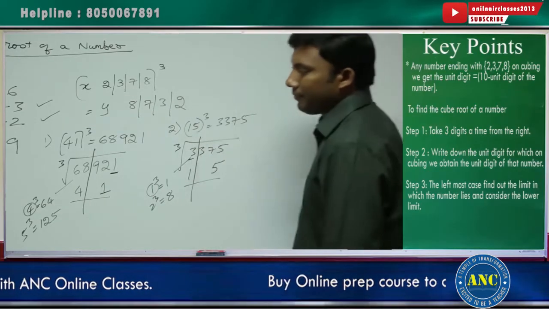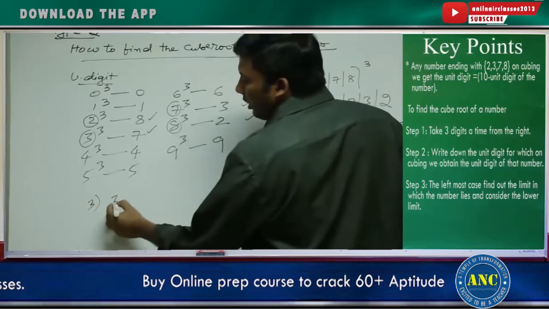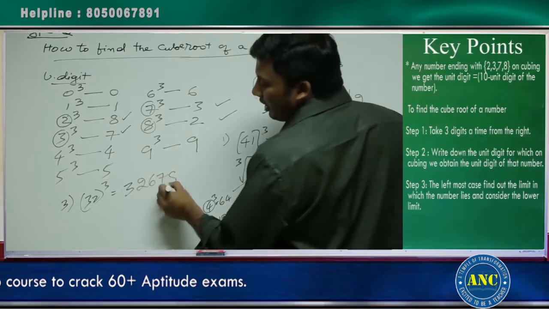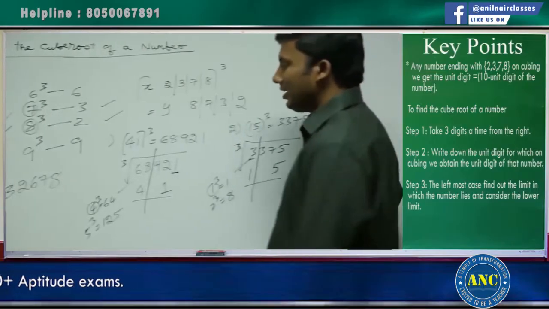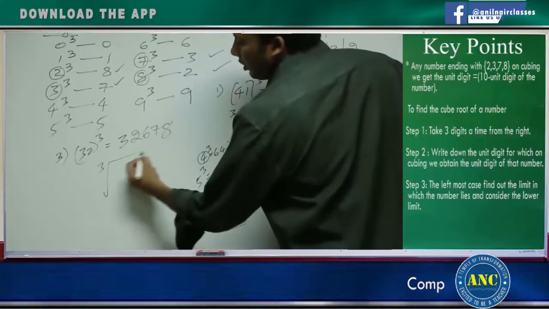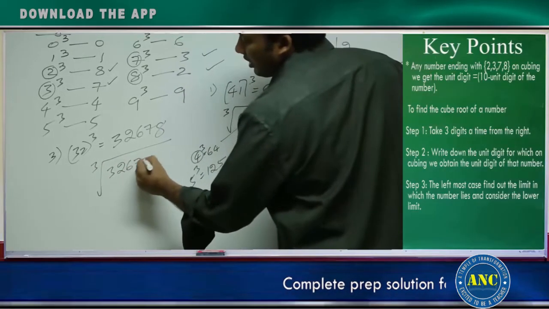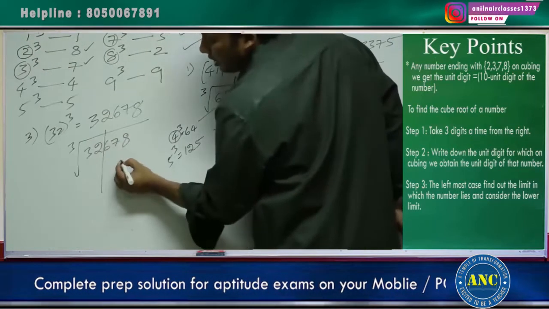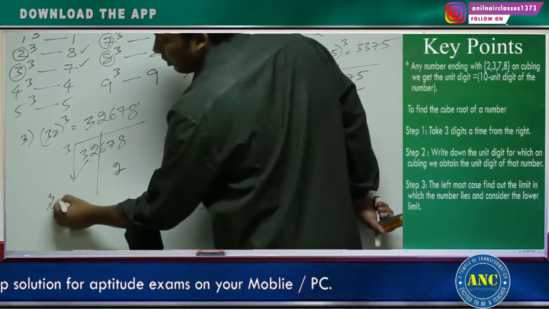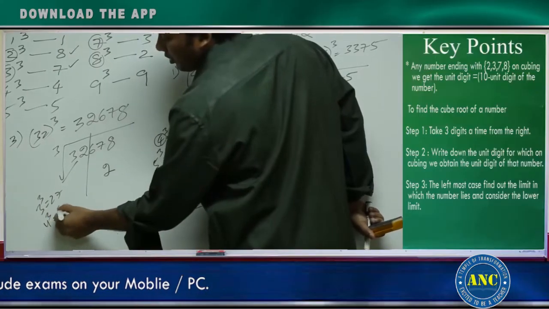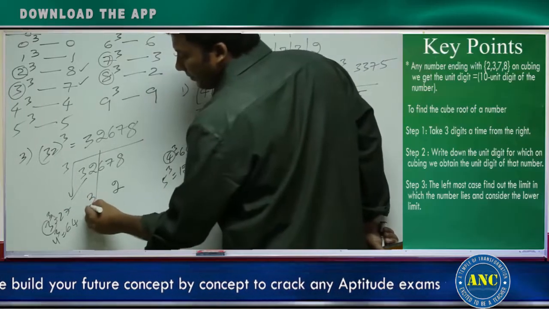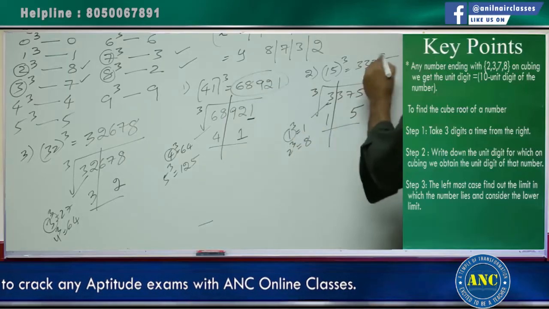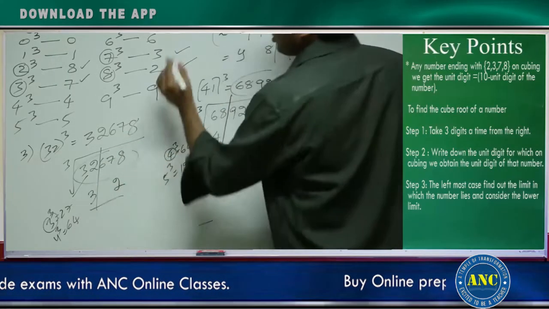Another example. 32 whole cube, we already found out these numbers, henceforth I am using those same numbers. 32 whole cube is 32768. So do the cube root of 32768. Start from the unit digit, keep a slash. 8 is because of which number? 2 cube. 32 lies between 3 cube 27 and 4 cube 64. What is the smallest number? 3. Answer is 32.